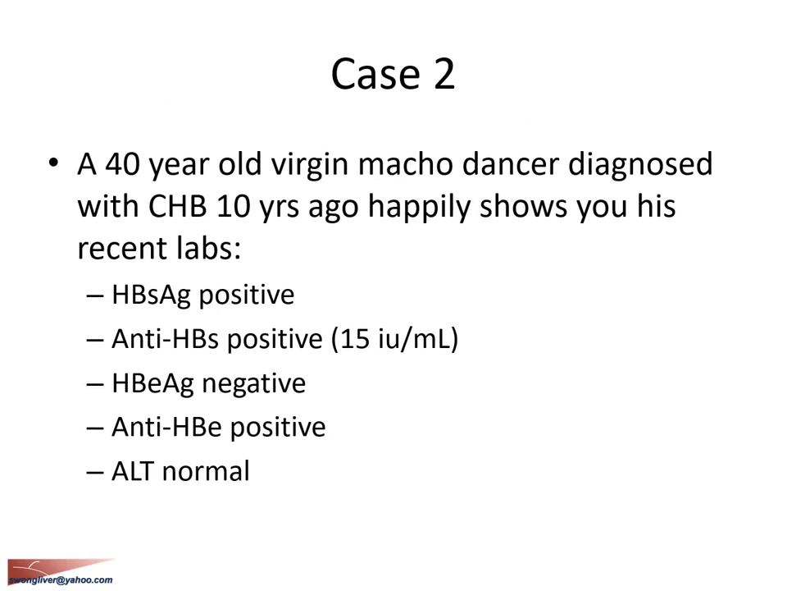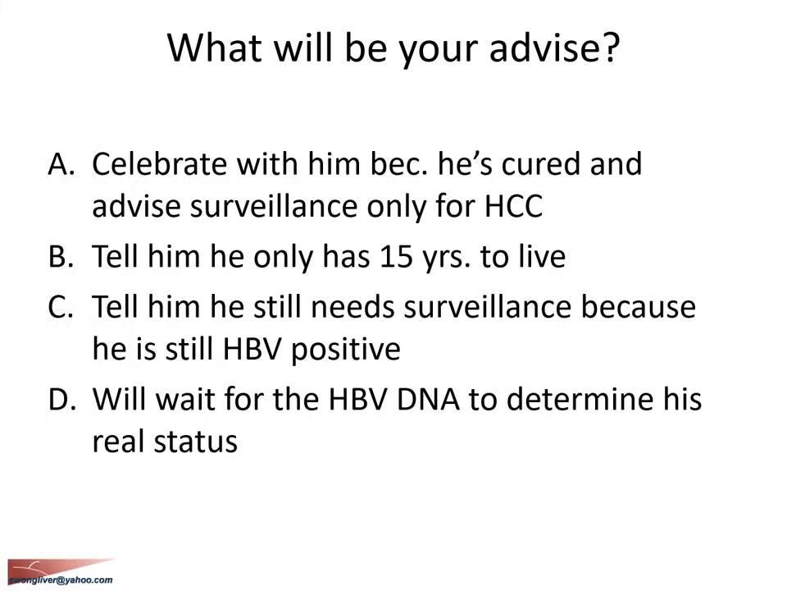What about this patient? 40-year-old virgin macho dancer diagnosed with Hep B 10 years ago. The patient is still HBs antigen positive, but with anti-HBs. ALT is normal, E antigen is negative. So what will be your advice in this patient?